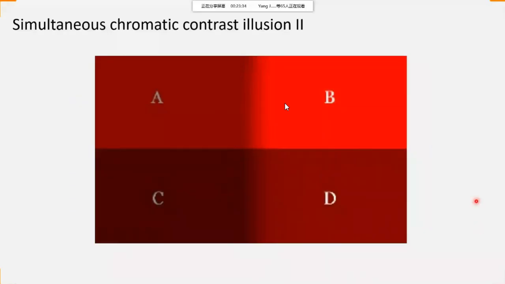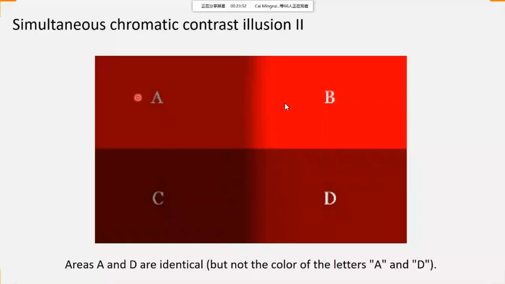Or here you have a comparison between these four areas, and you see they are also in part the same. So areas A and D are in fact identical. But not the letters. So the letters have not the same gray tone, but the areas here are the same.